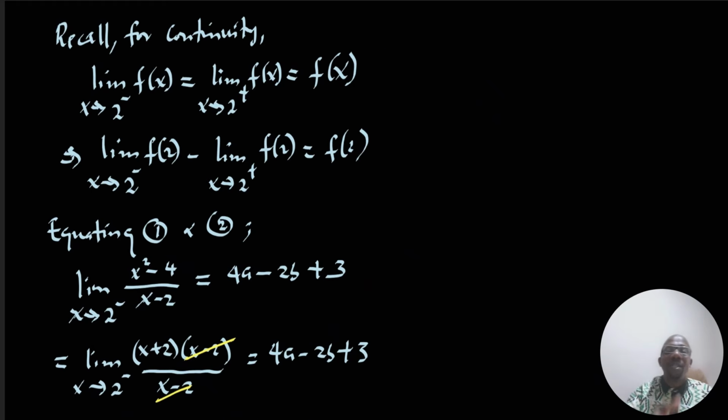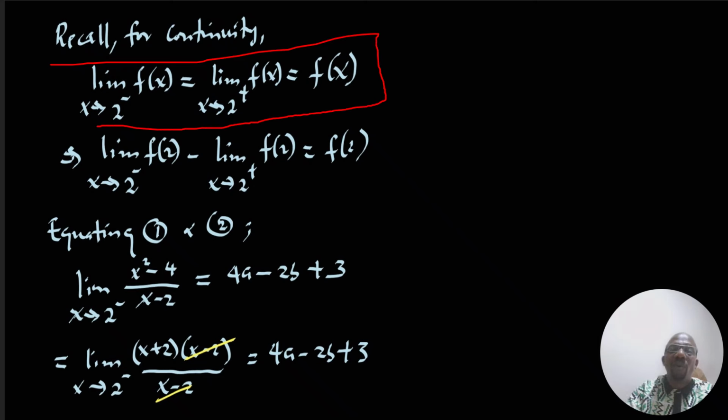Now, recall the rule for continuity again. Just take note, always recall this. The limit from the left equals the limit from the right equals f of 2. So equating 1 and 2 that we did before gives us this, and then equals this.